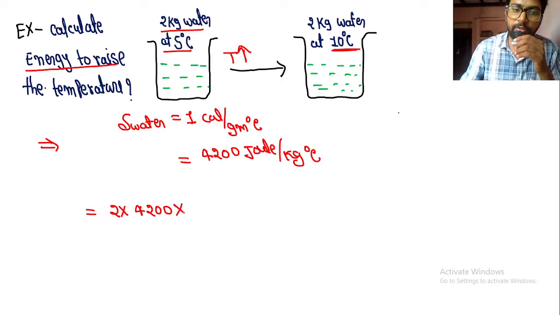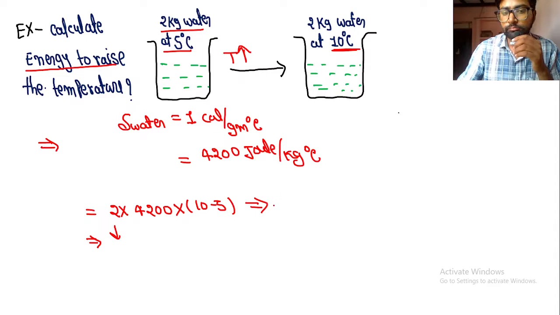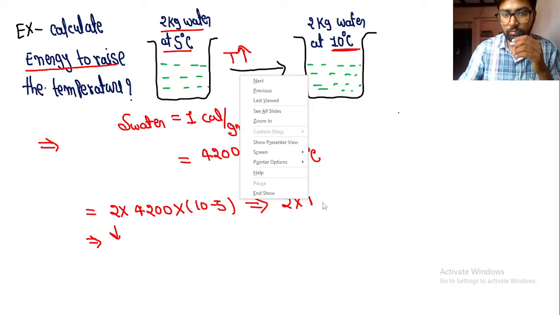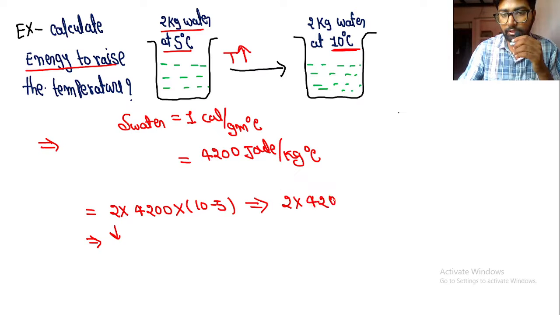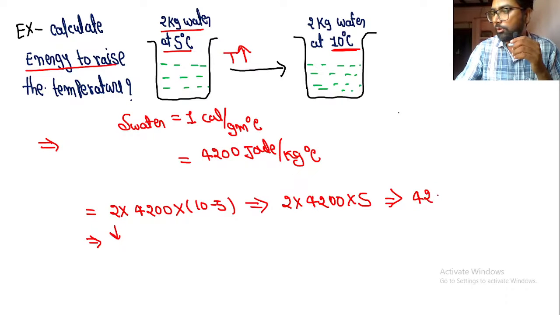And what is the temperature difference? 10 minus 5 degrees. So by the simple calculation, this is the mass m, 2, into 4200, multiplied by 5, equal to 42,000 joule. This will be the answer.